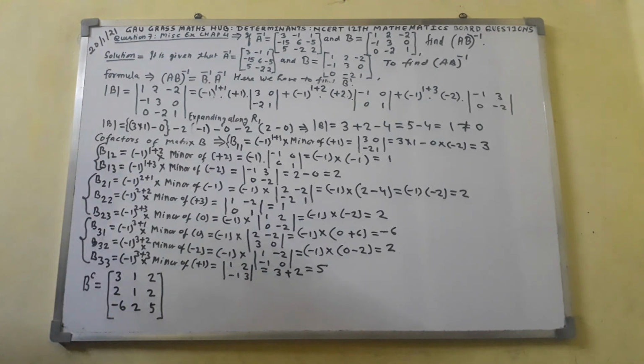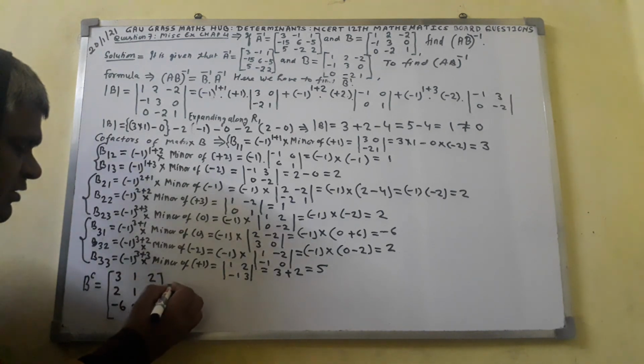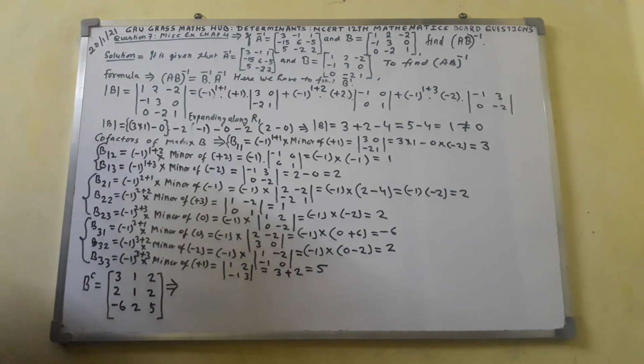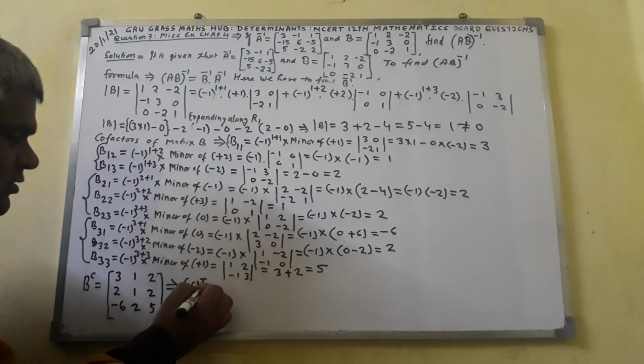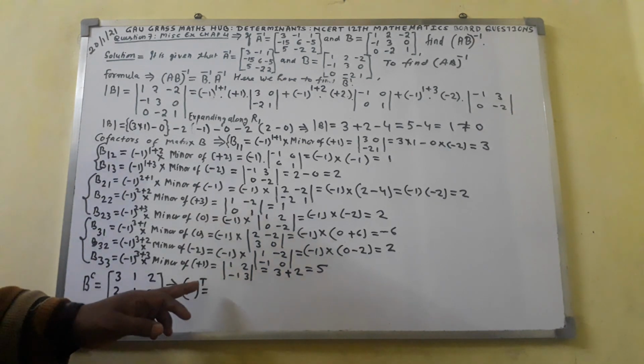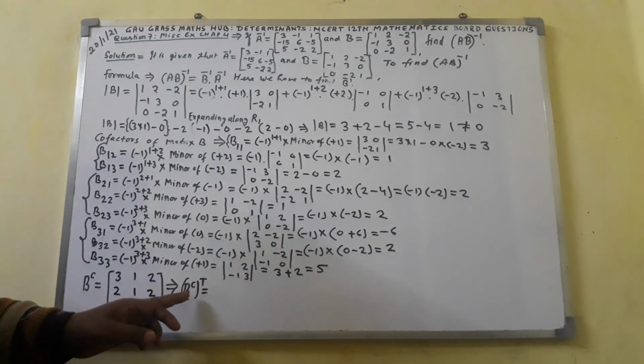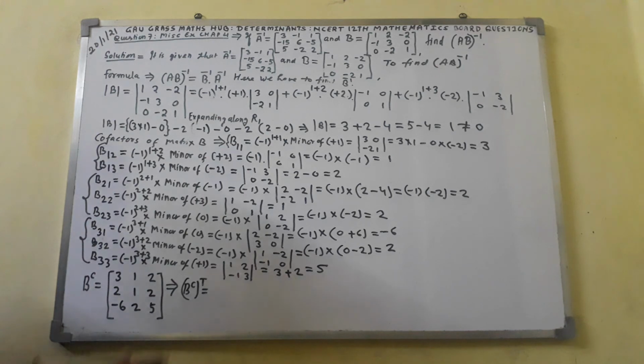Now what you have to do here? Now I have to get the transpose of cofactor matrix B. So here I shall write, implies that, transpose of cofactor matrix B. So what we will do here?